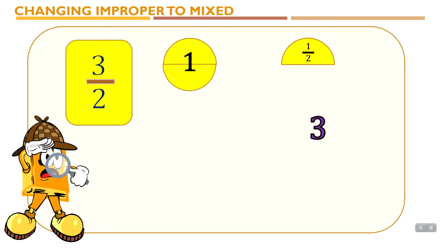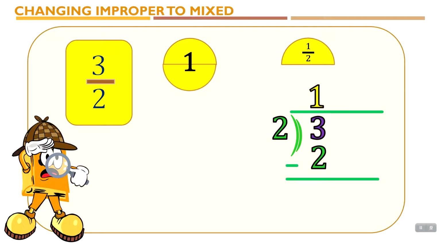In order to do this, we divide 3 by 2. 3/2 is really 3 divided by 2. 2 goes into 3 once. 1 times 2 is 2. And 3 take away 2 is 1. So 3/2 we can rewrite as 1 and 1/2. This is just a review.